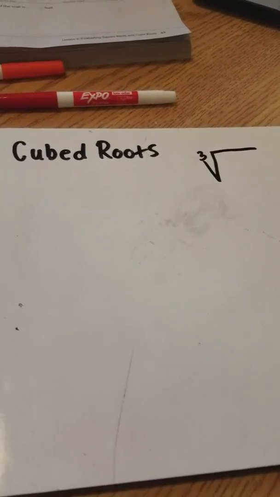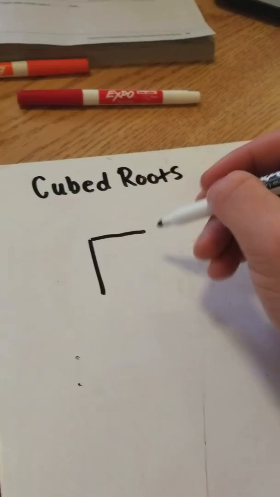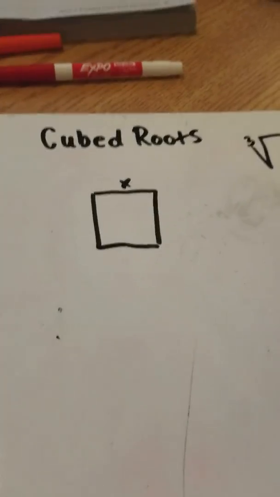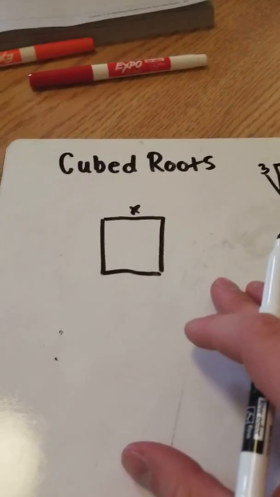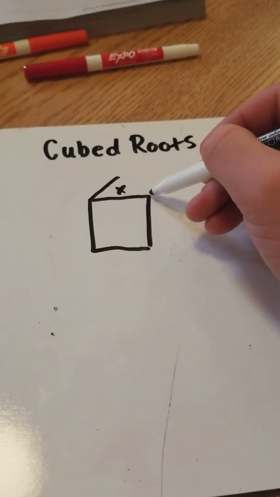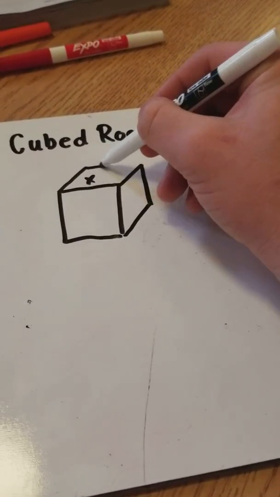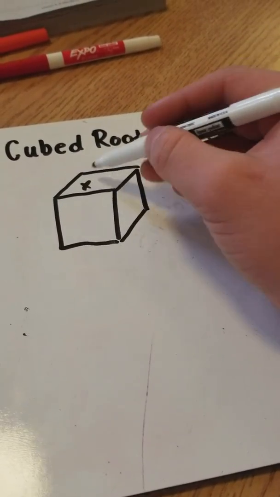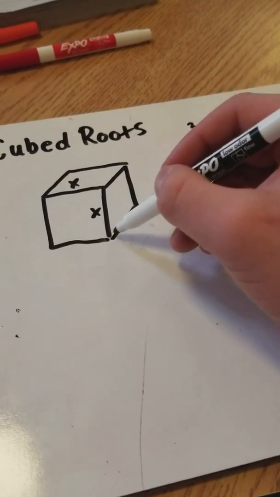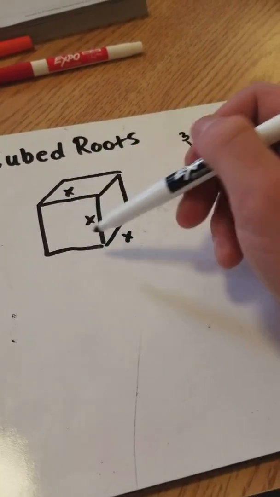So the cube roots are very similar to the square roots. Remember, for the square roots, we started off with a square, and all the side lengths are equal, and I'm just going to say it's x. But for a cube root, instead of a square, we're going to draw a cube. And what's special about a cube is all the lengths are the same. So this side length is x, this side length is x, and if that side length is x, all the other ones are the same.